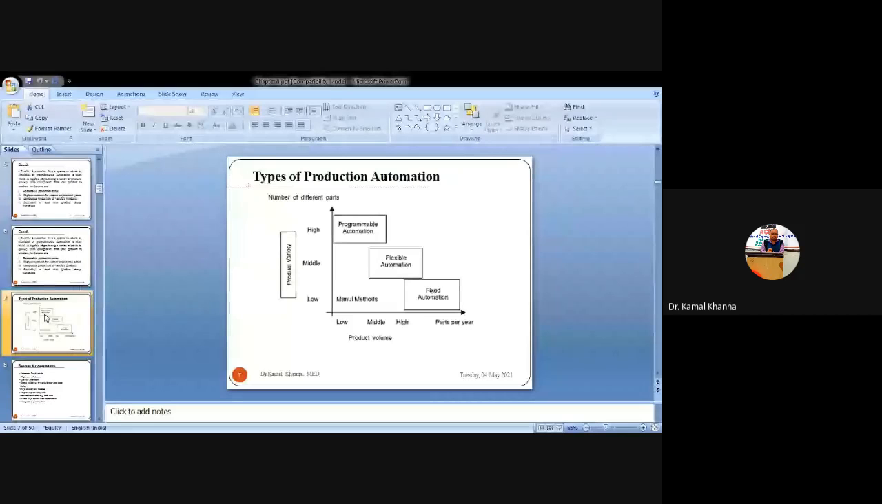So you can see programmable automation is just providing us the variety. It is not providing us the product volume, that is, the quantity of the product. So it may be more costly as compared to flexible as well as fixed automation. Whereas in the case of fixed automation, we are getting only high or large quantity of product, but we cannot achieve any variety.